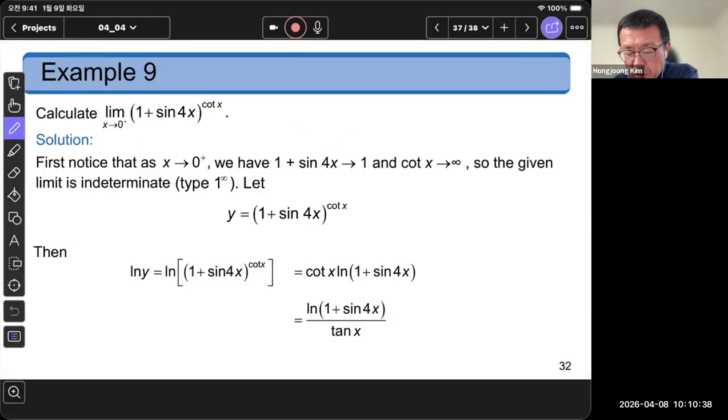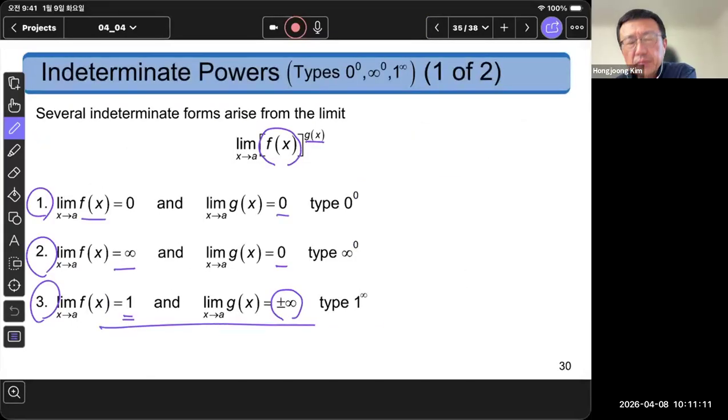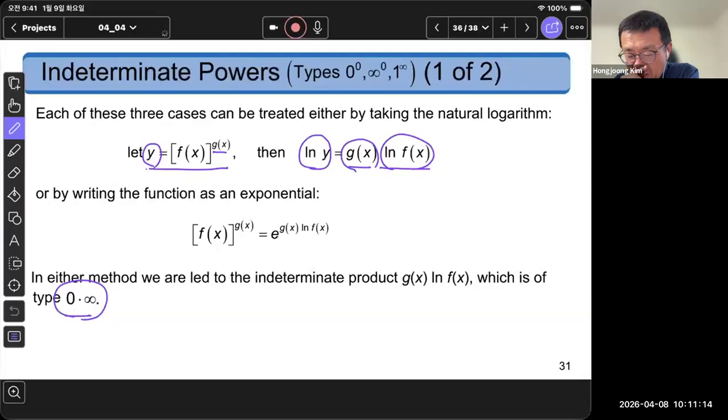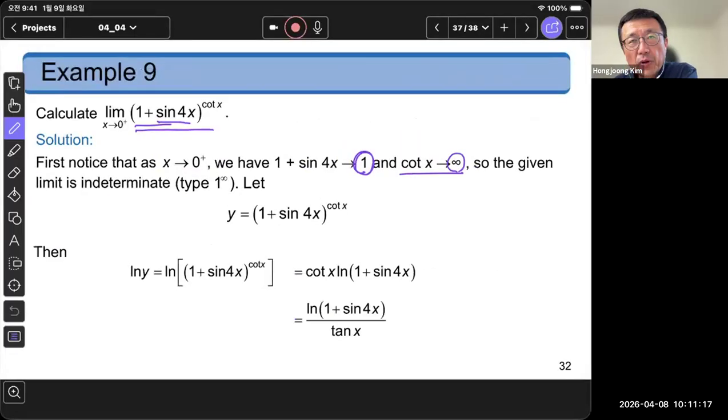Suppose that I have this expression. As x approaches 0, the sine function converges to 0. So the expression in the base will approach the value 1. But in case of the cotangent, which is cosine over sine, that diverges to infinity. So this is the third type. So in that case, you always take the logarithmic function.